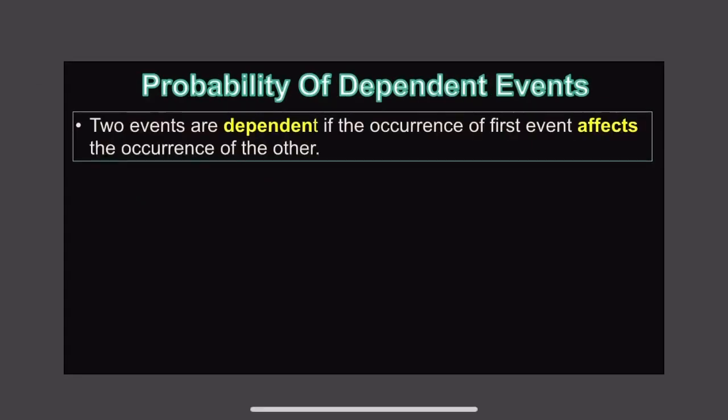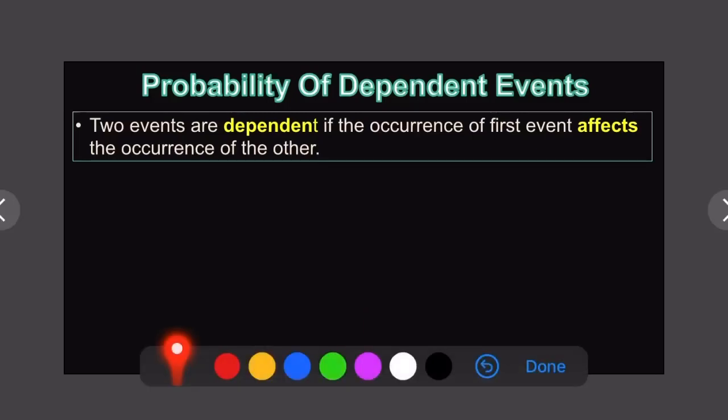Next, we'll be looking at the dependent events. 2 events are said to be dependent if the occurrence of the first event affects the occurrence of the other. So, the likelihood of the second event is affected by the first event.